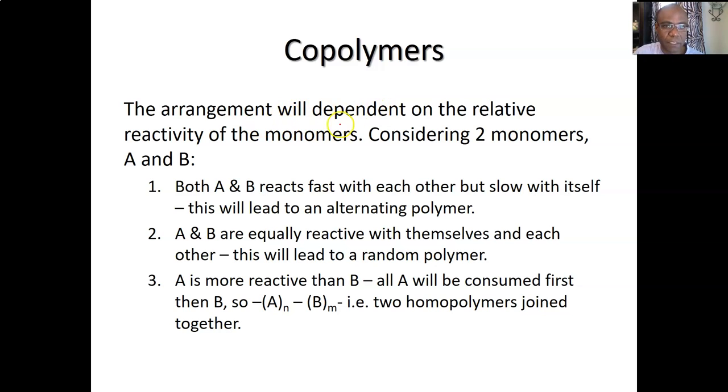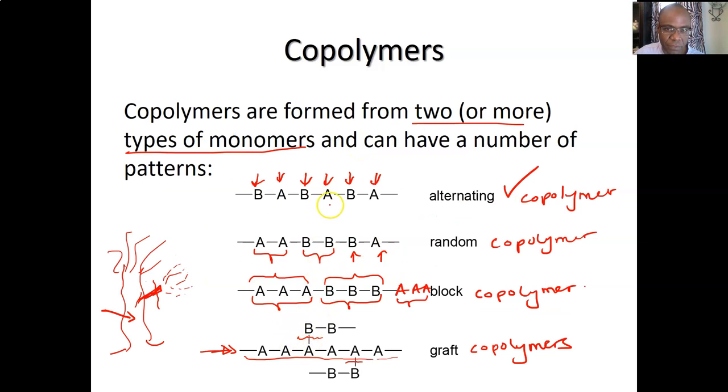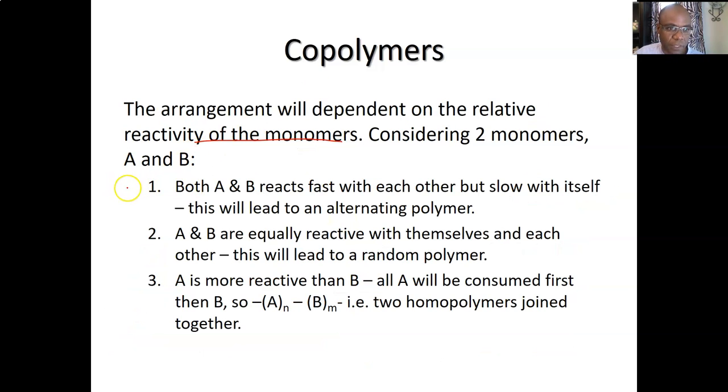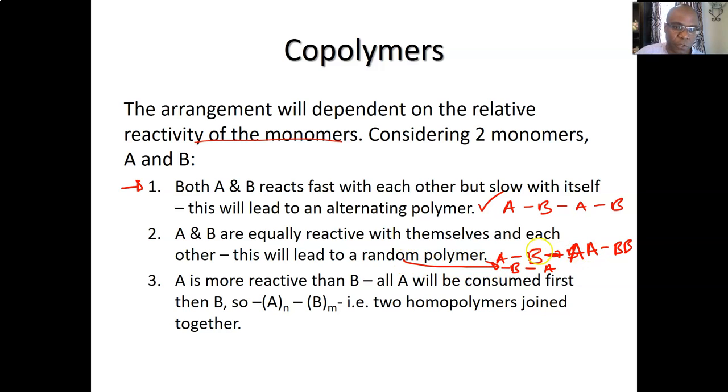Okay, so the arrangements are dependent on the reactivity of the monomers. So it depends on who is more reactive. Is A more reactive than B? Case number one: if both A and B react fast with each other but slow with themselves, that will lead to an alternating polymer like A, B, A, B. If A and B are equally reactive with themselves and each other, there's going to be a mess. So you could get A, A, followed by B, B, and then B, A. There's going to be a very random arrangement of the monomers in the polymer because they are equally reactive with themselves and each other.